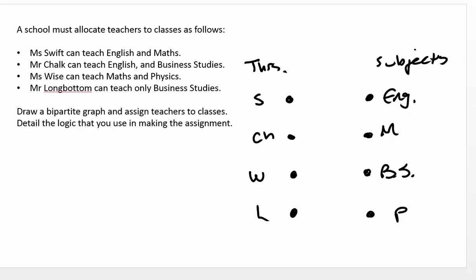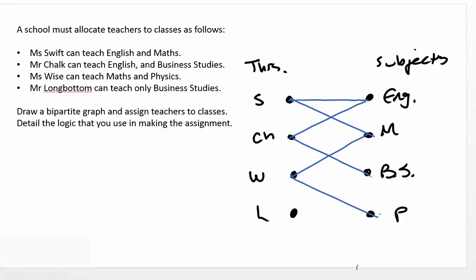And what remains now is for me to make those connections. So it looks like Swift can teach English and maths. So I'll draw a line between the English for her and the maths. Chalk can teach English and business studies. Ms. Wise can teach maths and physics. And Mr. Longbottom, only business studies.